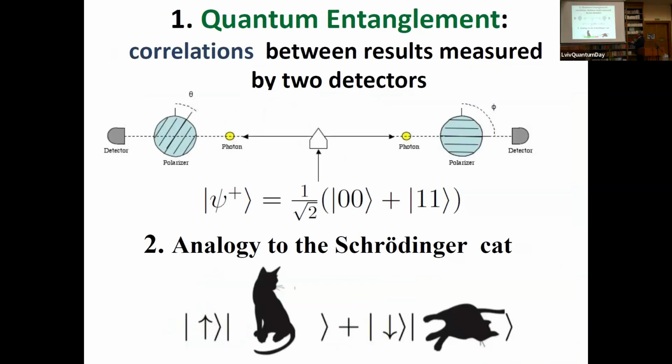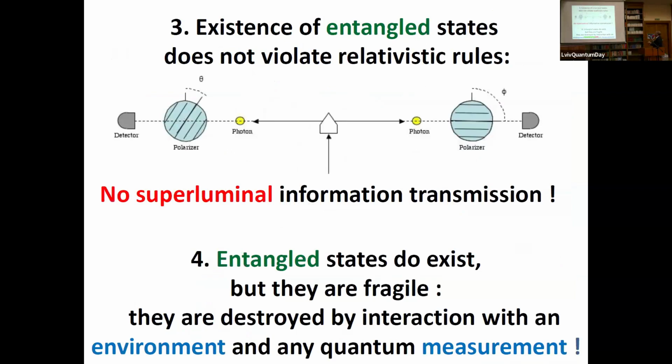entanglement, there are correlations between results measured by two different detectors. It is an analogy to Schrödinger's cat. However, the existence of entangled states does not violate relativistic rules because there are correlations between results of a measurement, but you cannot transmit information in a superluminal way. And the last important point is, I claim that entangled states do exist, so you can really generate them in the lab and confirm that they are there.